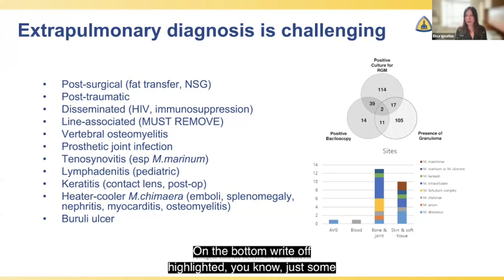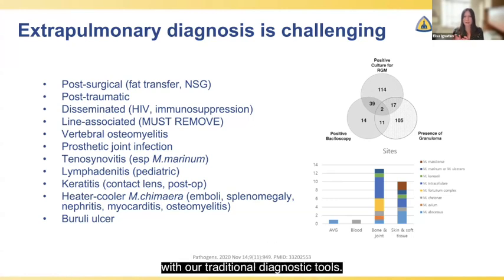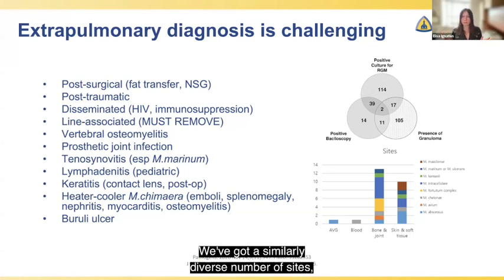On the bottom right, I've highlighted just some of the types of infections that we can see and the number of different species that are capable of causing these different infections. So we've got an entity that's challenging to diagnose with our traditional diagnostic tools. We've got a very diverse array of species. We've got a similarly diverse number of sites, and that's highlighted on the left-hand side.